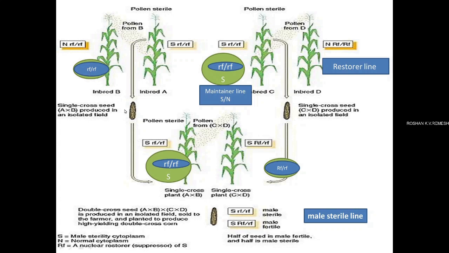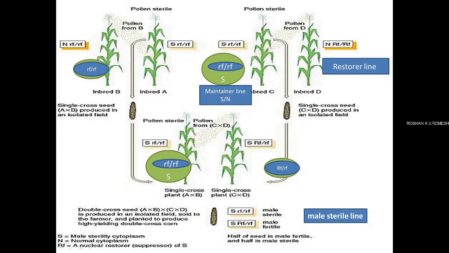So small rf is crossing with small rf, again this rf with this rf, then rf with the rf. So all of the progeny have both alleles homozygous recessive in nature.